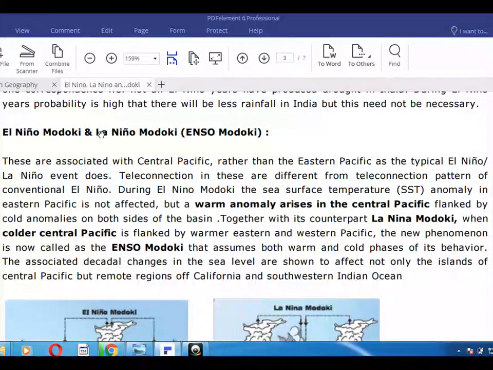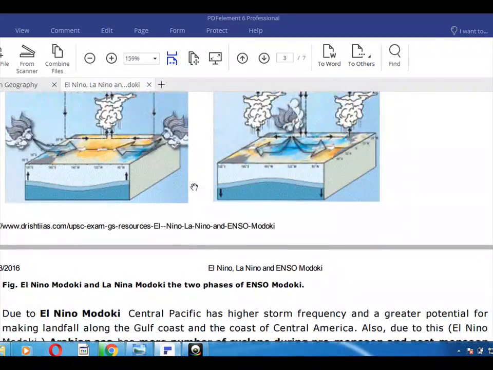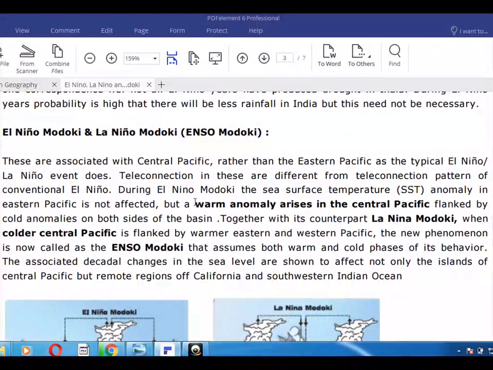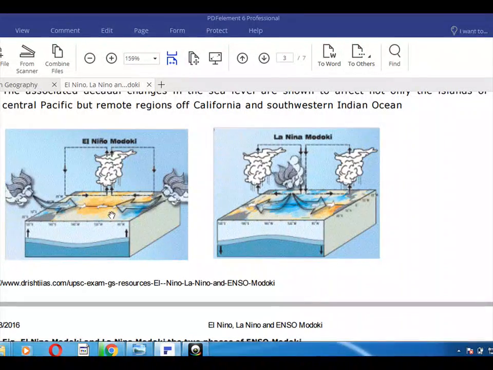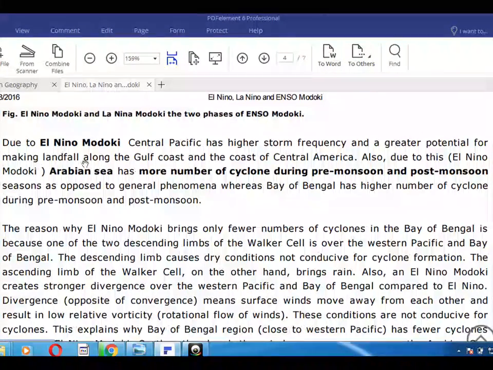El Niño Modoki, La Niña Modoki, ENSO Modoki. Here you can see the diagram. Here the anomaly arises in the Central Pacific. La Niña Modoki has colder conditions in the Central Pacific. Here you can see El Niño Modoki, and here La Niña Modoki.